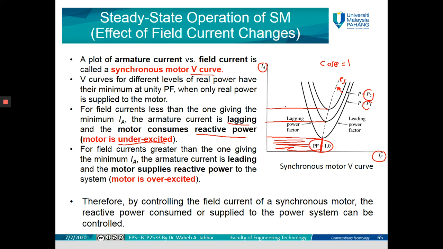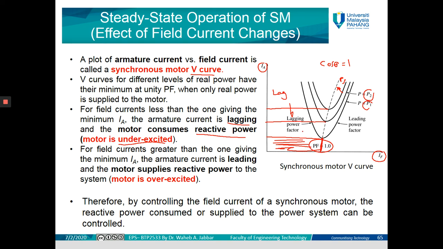When the power factor is lagging, that means the motor will consume more reactive power. If the power factor is leading, that means the motor will provide reactive power, or generate reactive power. So here we have the lagging area, and here we have the leading area, and at 1 we have the ideal case, which is the power factor equal to 1. So the best is a power factor equal to 1.